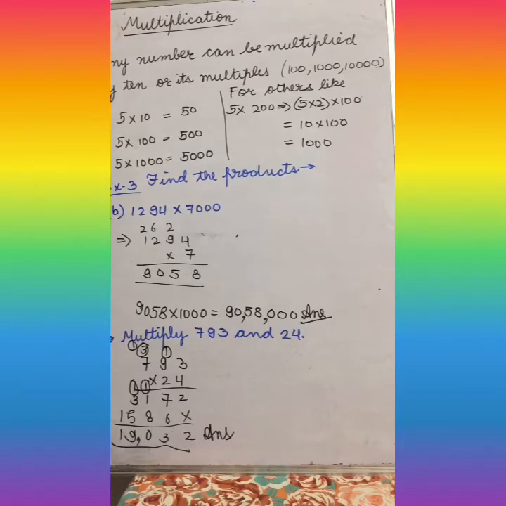Now let's learn that if we are multiplying any number by 10 or its multiples, like 5 multiplied by 10, or we write 5 multiplied by 100, or we write 5 multiplied by 1000, here we have to just add the number of zeros to the multiplier. So here we add 1 zero, here 2 zeros, and here 3 zeros.